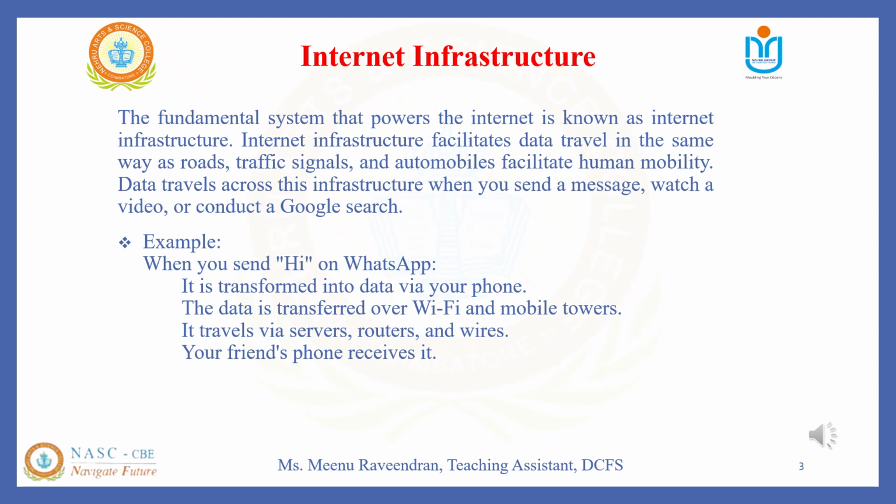For example, suppose you send a hi message in WhatsApp. This message is first converted into digital data by your phone. It then travels through the Wi-Fi router or mobile network. Next, it passes through several servers and routers across the internet. Finally, it reaches your friend's mobile phone where it is converted back into a readable message. All of this happens within a few seconds.